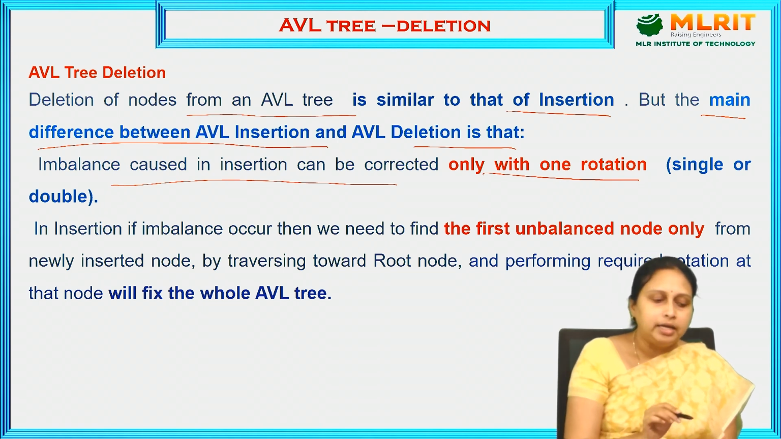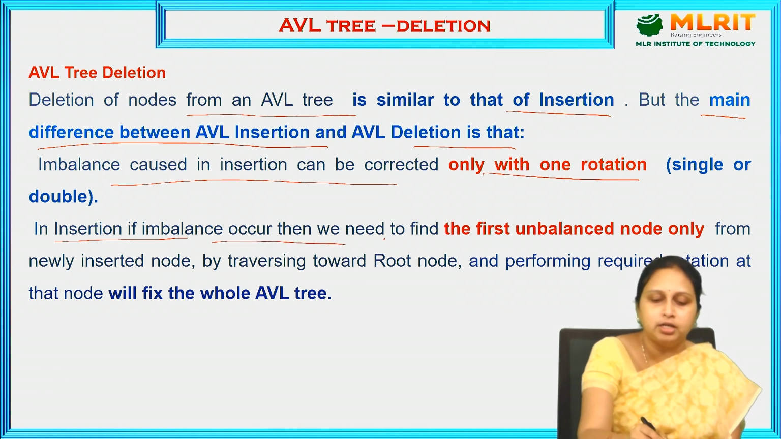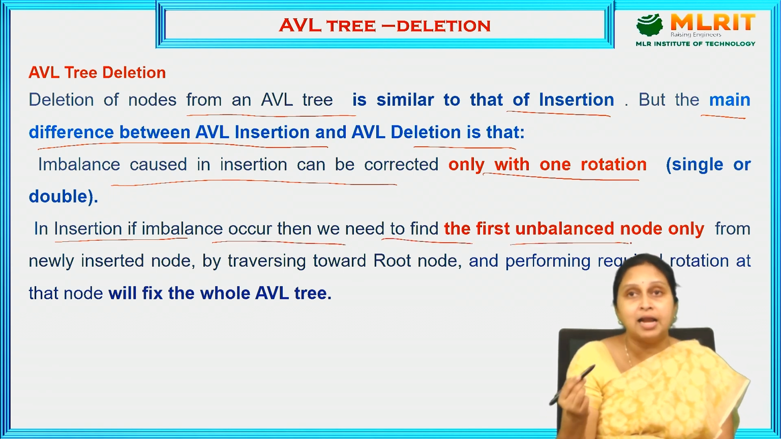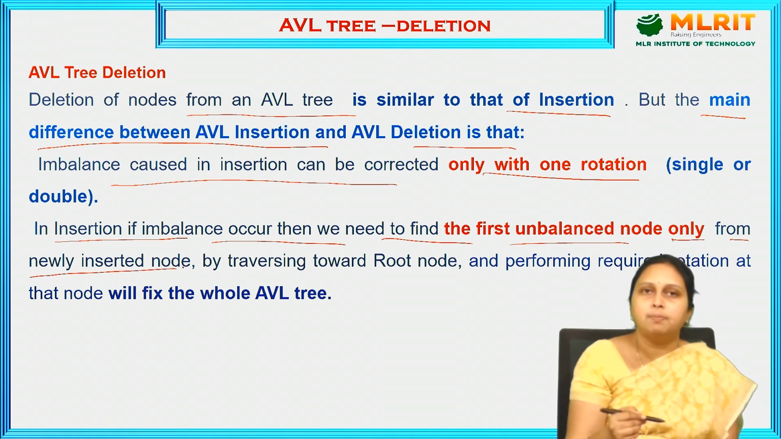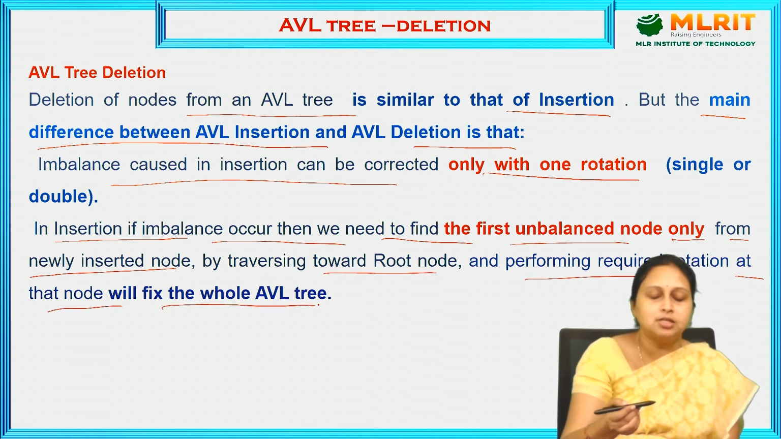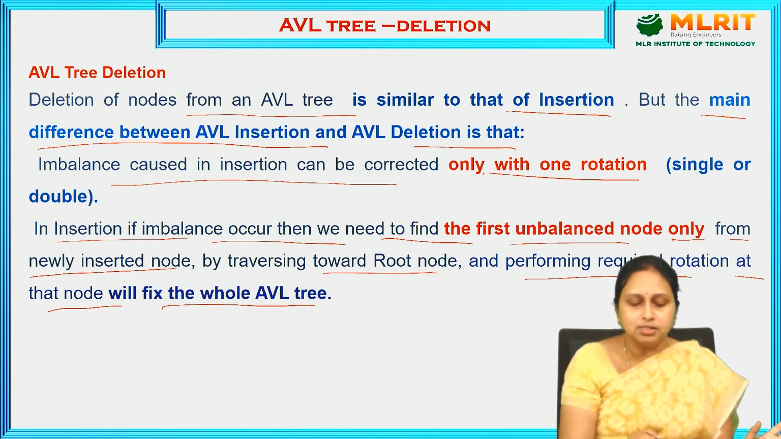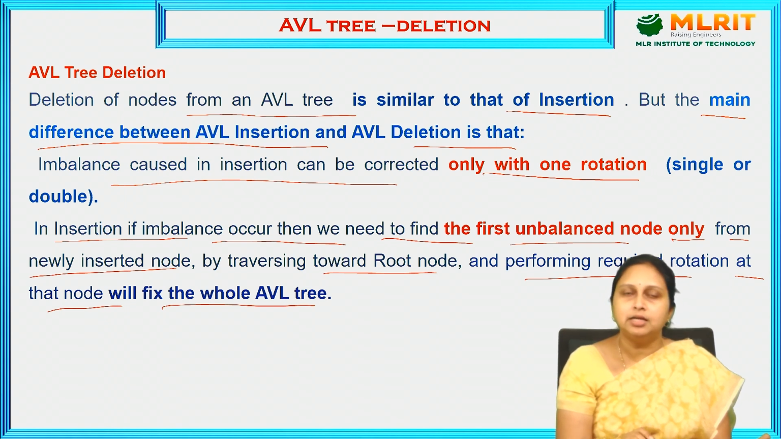In insertion, if imbalance occurs, we need to find the first unbalanced node by traversing from the newly inserted node towards the root node. By performing the required rotation at that node, we will fix the whole AVL tree. That means, after inserting a new node, we select that particular node and perform the rotations from there. That is done in the insertion part.